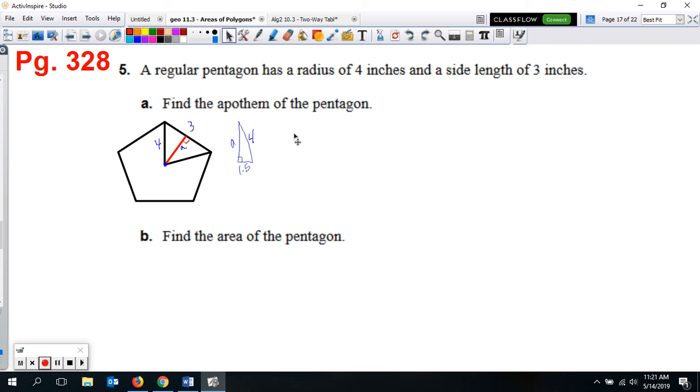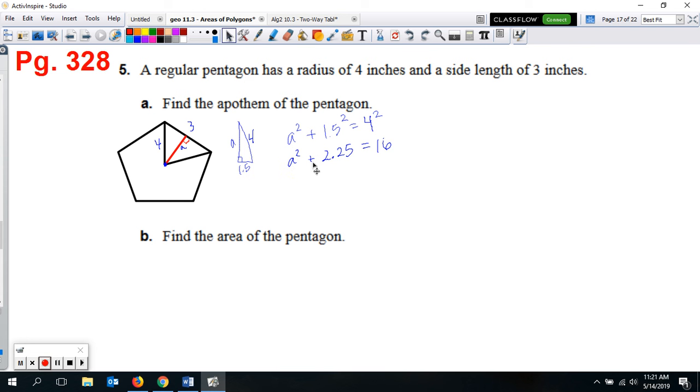Well, we use the Pythagorean theorem, just like we learned a long time ago. It seems like a long time ago anyway. So we just do a squared plus b squared equals c squared. That's all we do. So a squared plus 1.5 squared, that's the b squared, equals c squared, so it's going to equal 4 squared. And then we just continue to solve this. So it's a squared plus 2.25, that's the 1.5 squared, equals 16, which is from the 4 squared.